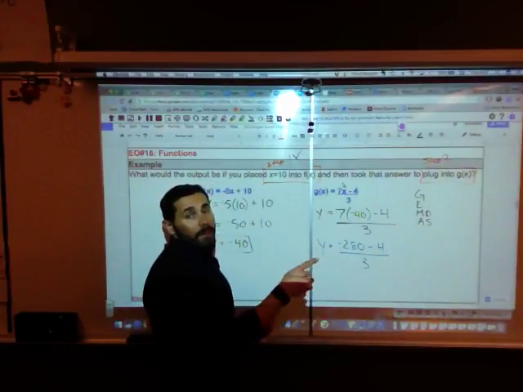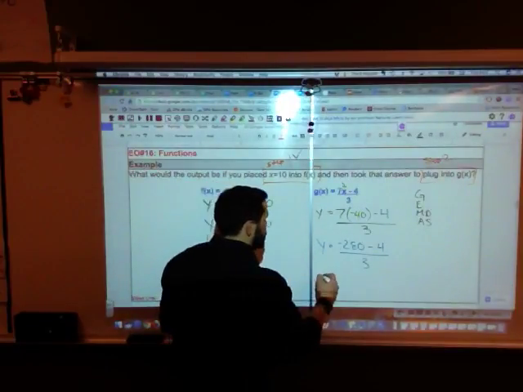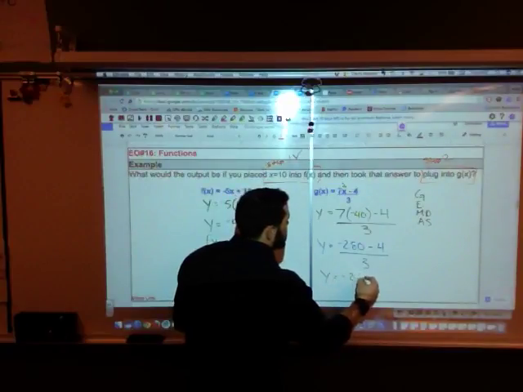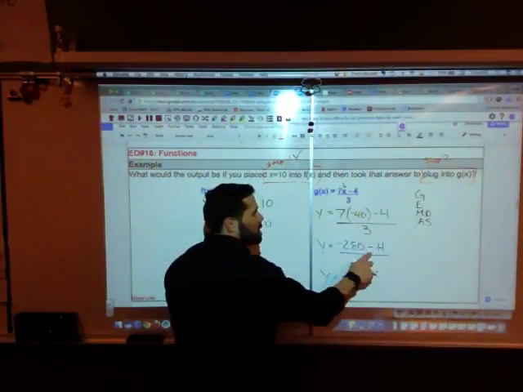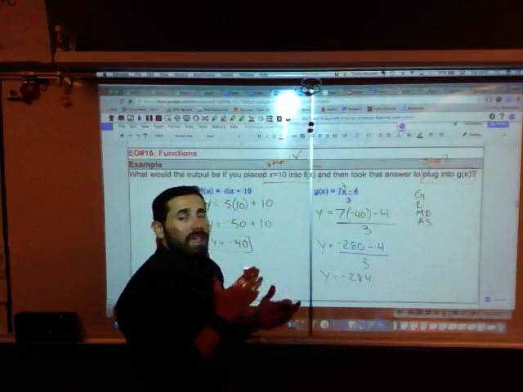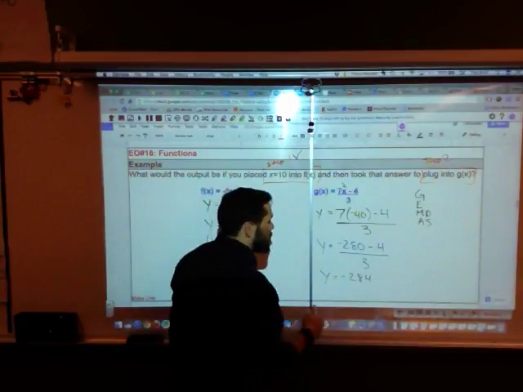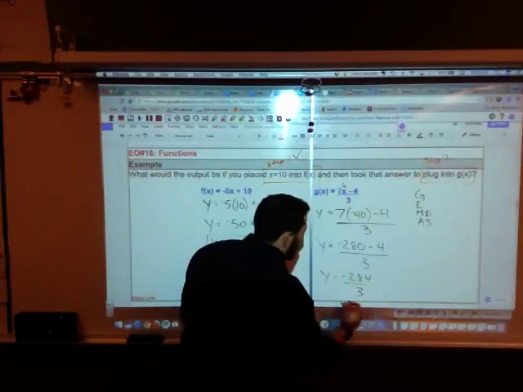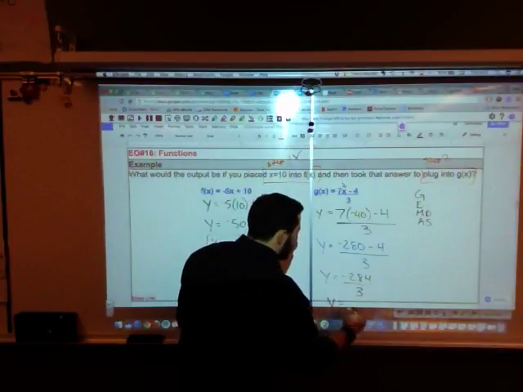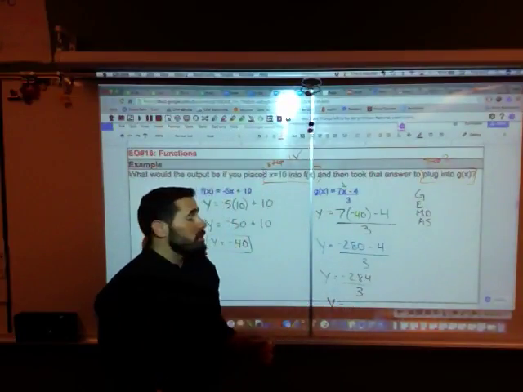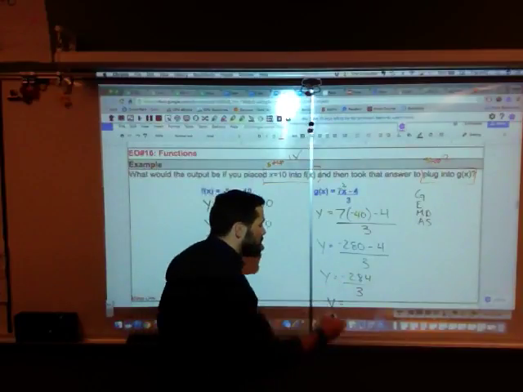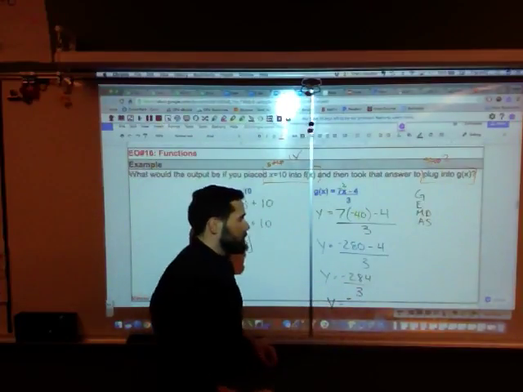Still not simplified the top, I have to take care of that group first. That turns into negative 284. Since they're both negative, I just add it up and keep the negative. 280, subtract 4 more, gets me a negative 284. Divide by 3. Now I can finally do the division. A negative divided by positive is a negative number.